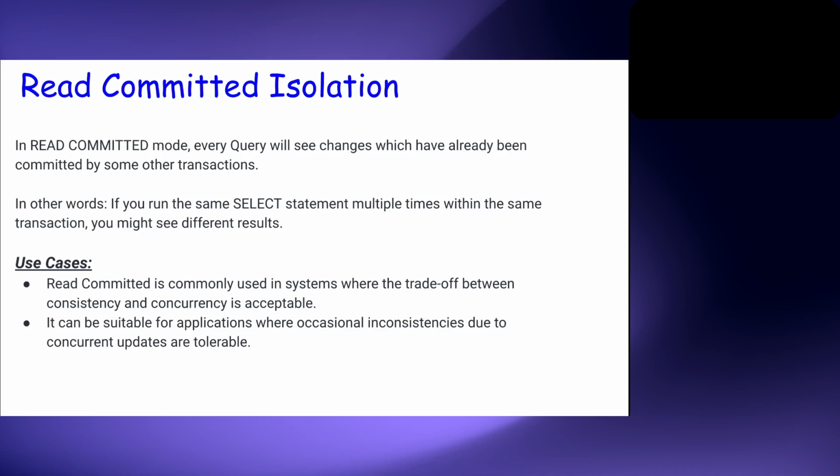So what are the use cases for this? If you have specific use cases where occasional inconsistencies are okay, you can manage with those occasional inconsistencies, but you are more concerned about high concurrency. In such cases, read committed isolation makes more sense.